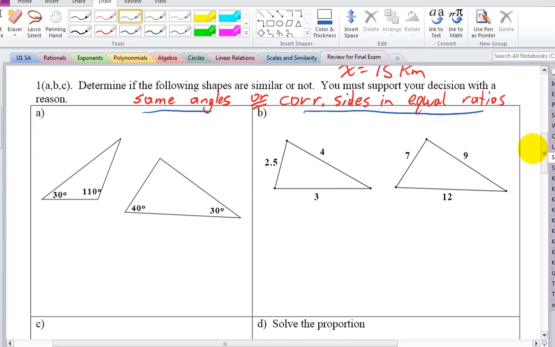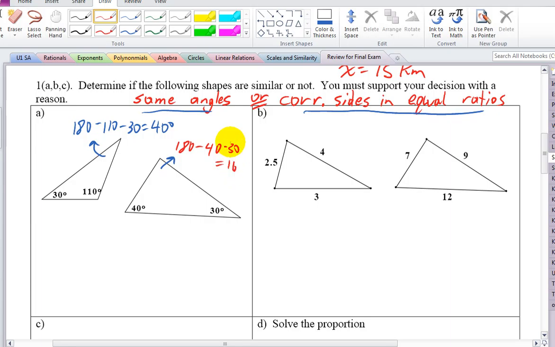So, look at A. Do they have the same angles? Do they? Well, how would you know? You haven't found all 3 yet. Aha, trick. Find all 3 angles. Go. So use your 180 minus rule. So that's 40 degrees. What's this angle? 110. So 180 minus 40 minus 30.